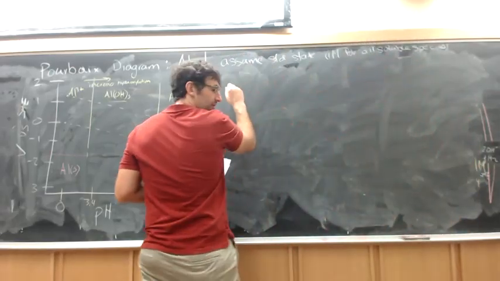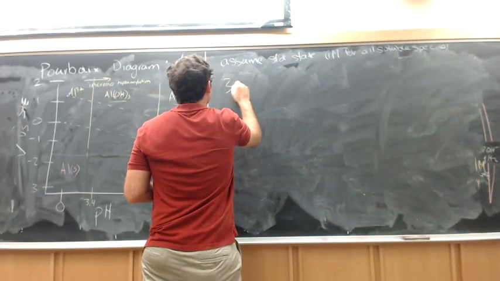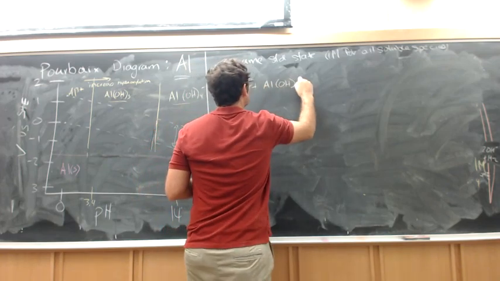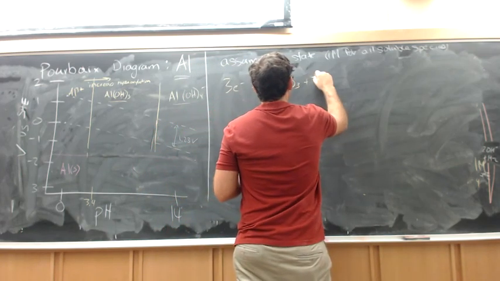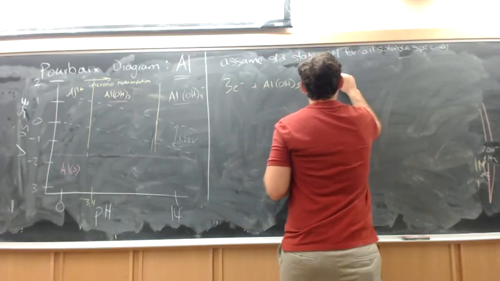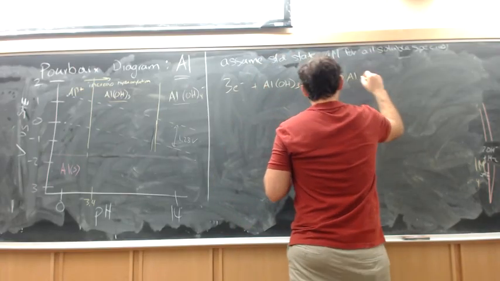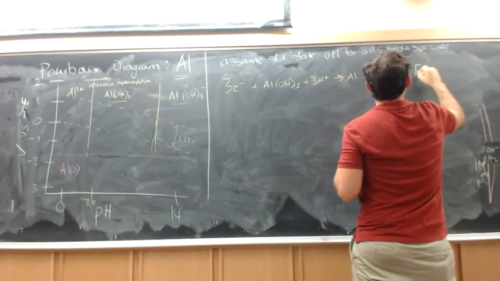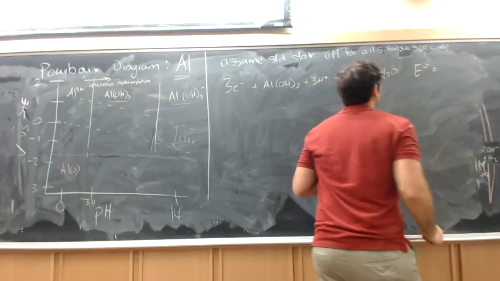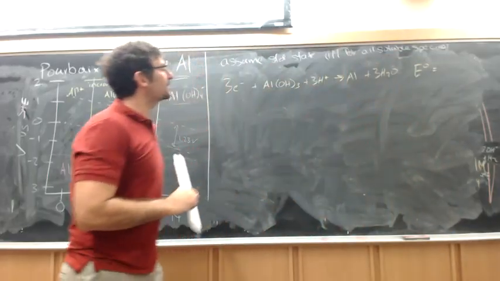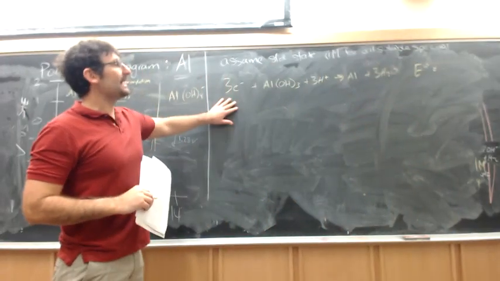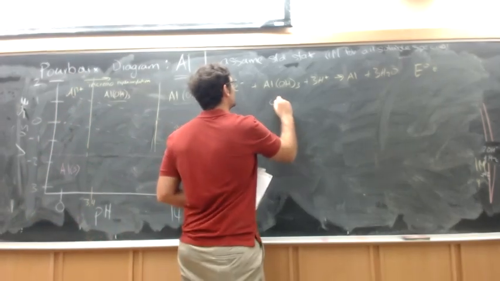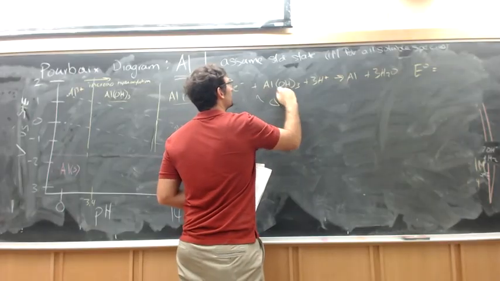Okay, so we can write a reaction for 3 electrons plus AlOH3 plus 3H plus goes to Al plus 3H2O. And we can calculate E naught for this reaction from delta G's. So if I wanted to calculate an E naught for this half reaction from delta G's, how would I do it? Okay, so you use delta G's of formation, right? You do this in the homework. Delta G's of formation for all the species, right?